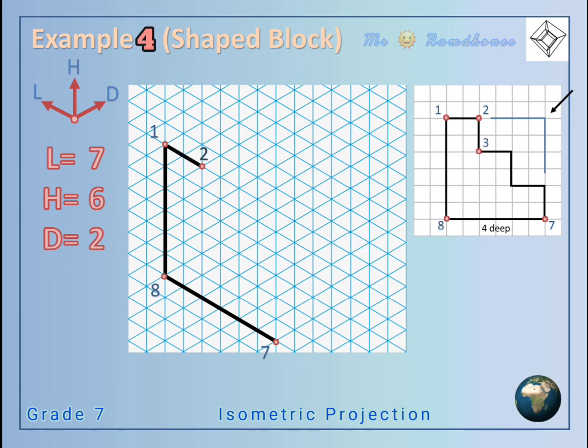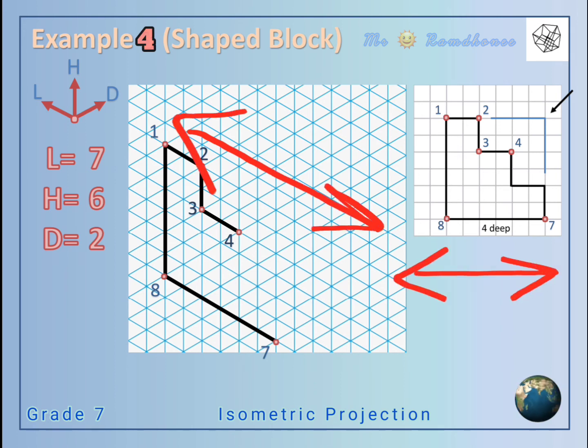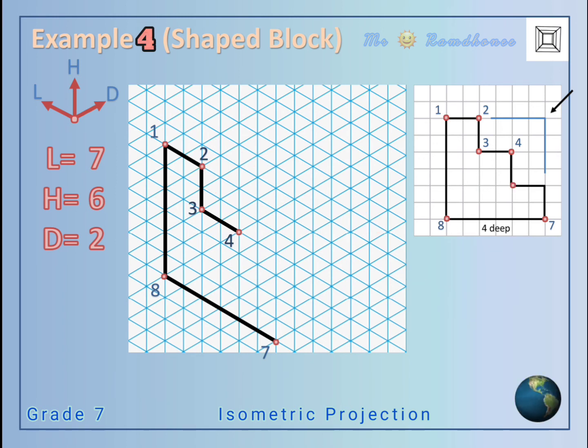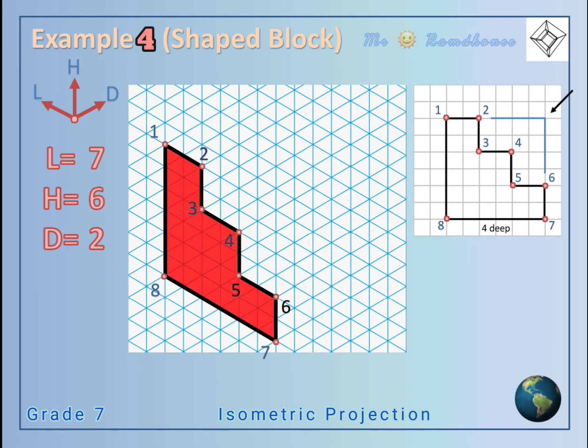And then point 3 is below point 2. Point 4 is like this. So the length line is in this direction. This is why we are drawing like this. Next we have point 5 and we have point 6. This is the front view in isometric projection.